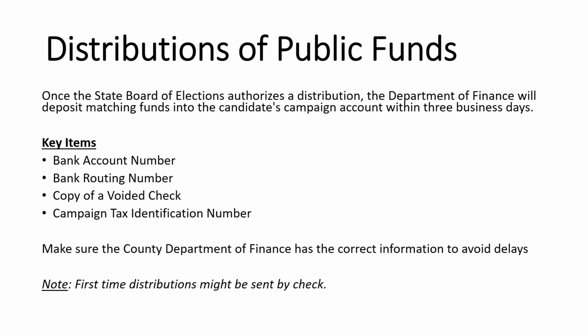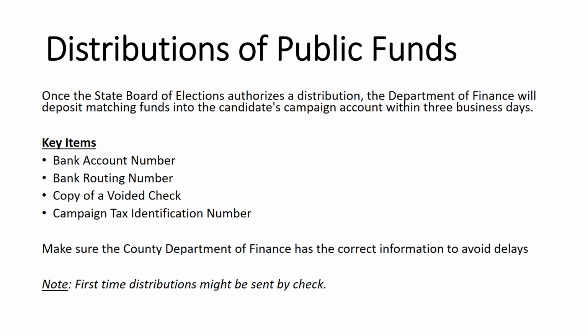After a review of the submission by the State Board, the Director of Finance for Howard County is then notified to deposit the authorized matching publicly funded campaign contribution into the certified candidate's publicly funded campaign account. Such deposit shall be within 3 business days after the State Board authorizes the public contribution. Key items needed so that the distribution is not delayed in getting processed are: 1. The bank account and bank routing number. 2. The campaign tax ID number.